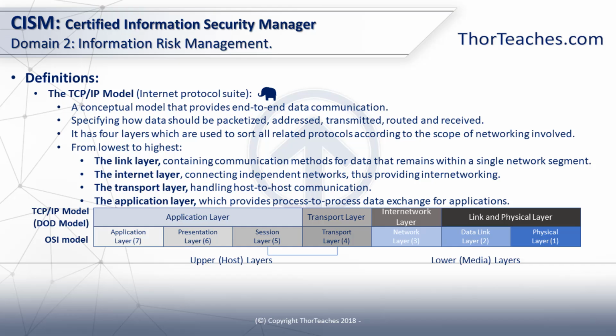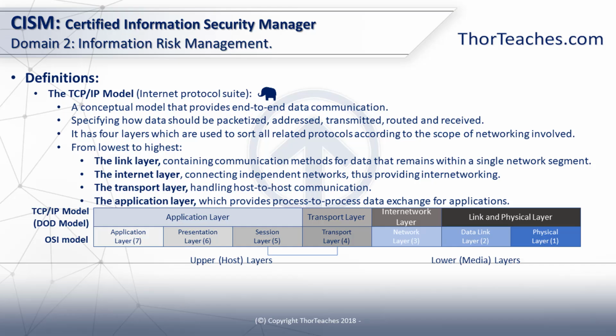Where the OSI model has 7 layers, the TCP/IP model only has 4. From the lowest layer to the highest layer, you can see a comparison here below of how the TCP/IP model is mapped up towards the OSI model. This is the model we mostly use today, but many people still refer to the OSI model, so you need to know both.